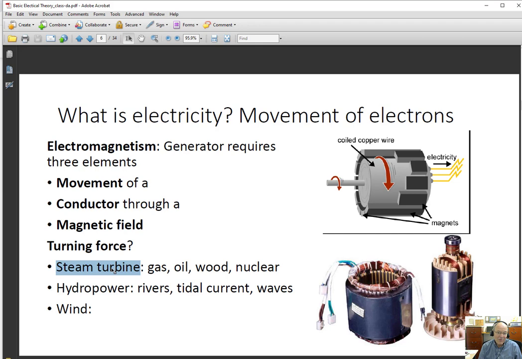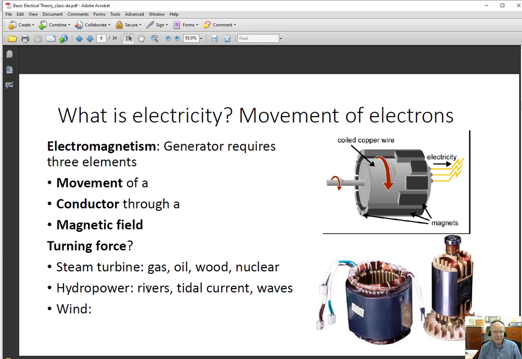And so you create steam to turn it. Well, how do you make steam? You heat up water. How do you heat up water? Natural gas, oil, wood can be used for that purpose. Nuclear fusion can be used for that purpose. Fission can be used for that purpose. Any of those is going to work as long as you can produce steam from them.